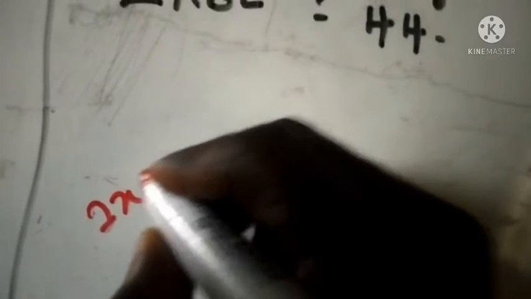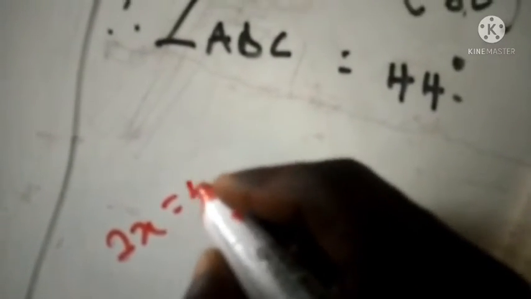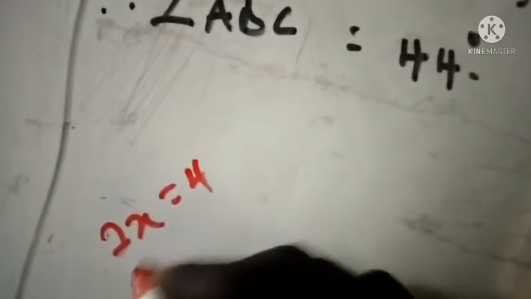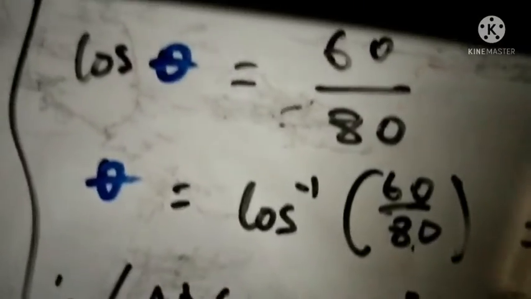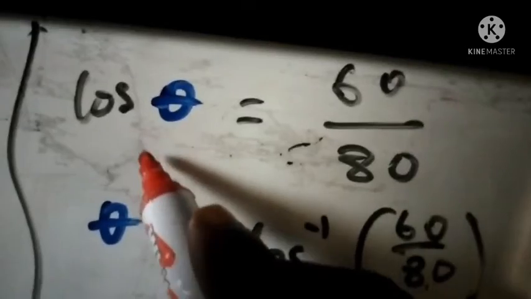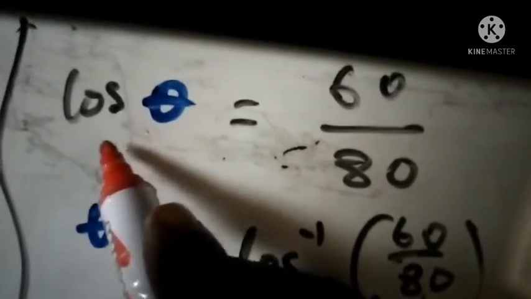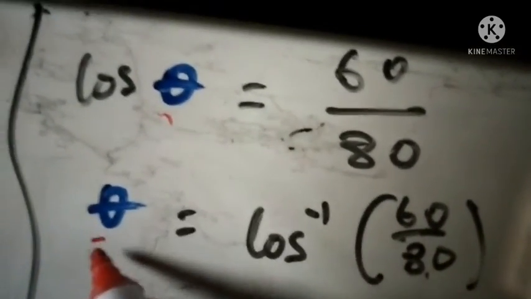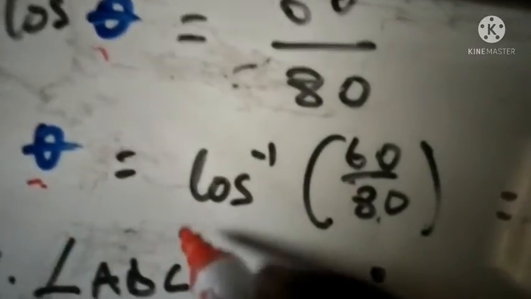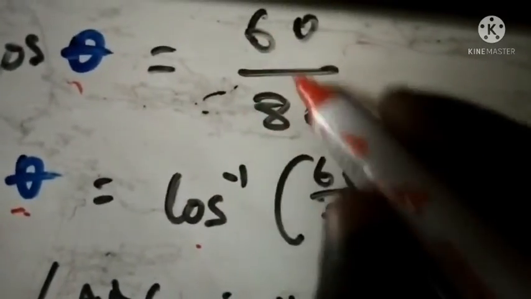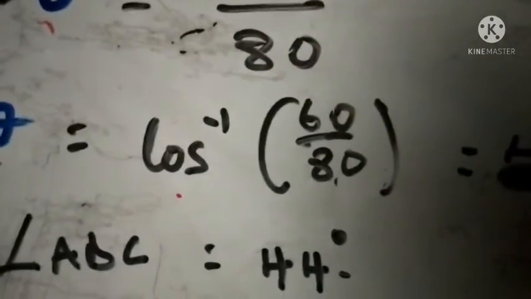Just like in the case, if you have 2s is equal to, let's say 4, what do you do? You have to divide both sides by 2. So we are applying the same idea here, but in trigonometry we call it a cos inverse, right? So cos inverse, so that the theta can be alone. So theta here is equal to the cos inverse of whatever is here, that is 60 divided by 80, right?